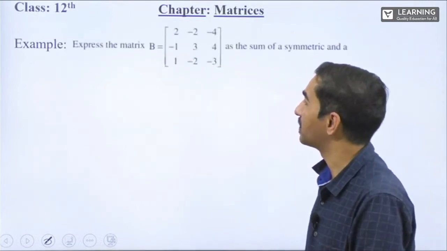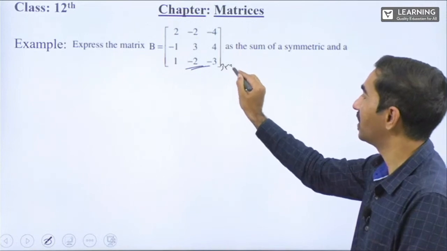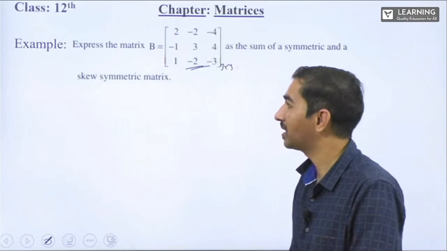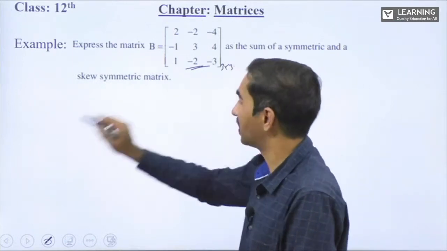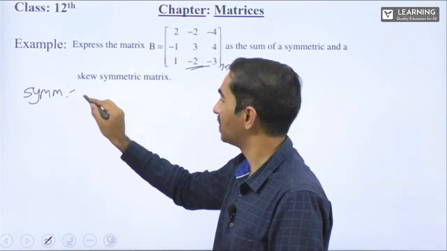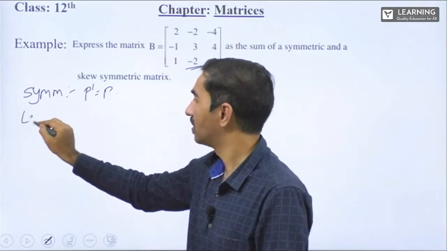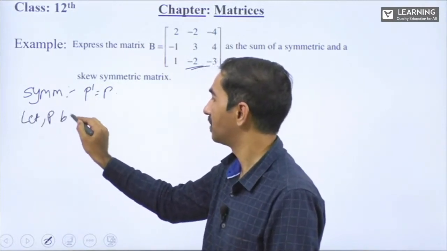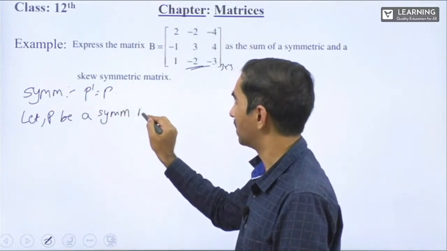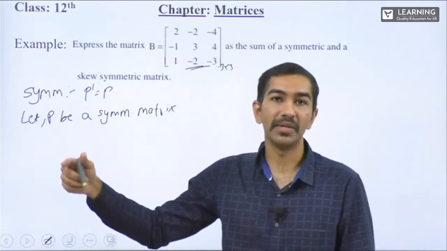We have an example here. Express the matrix B, the given matrix of order 3 cross 3, a square matrix, as the sum of a symmetric and a skew symmetric matrix. So directly now, students, we'll start with the symmetric matrix. What is the condition to be satisfied? The condition to be satisfied is P dash is equal to P. And what is P, students? Let P be a symmetric matrix.